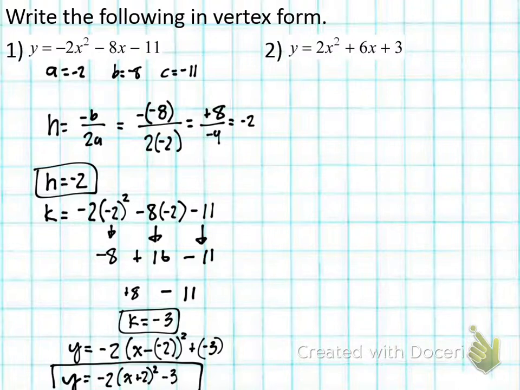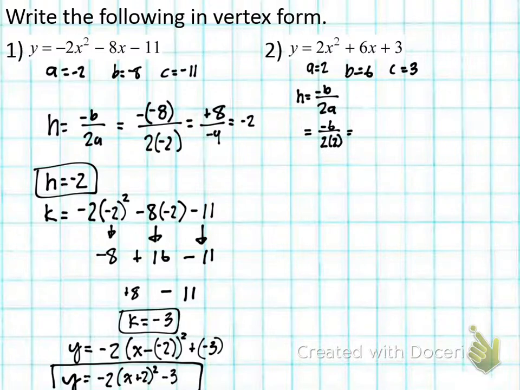Watch me do this again on number 2. Number 2, we have a is equal to 2, b is equal to 6, c is equal to 3. So the first thing we want to do is find negative b over 2a. So our h, we said, is negative b over 2a. So we're going to put our h as negative 6 over 2 times 2.